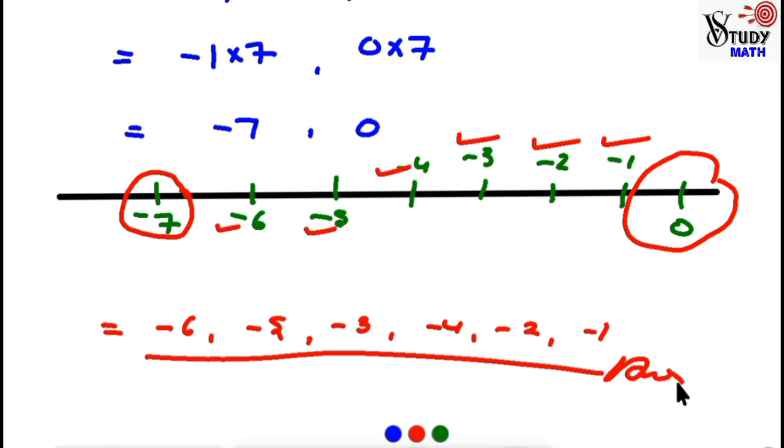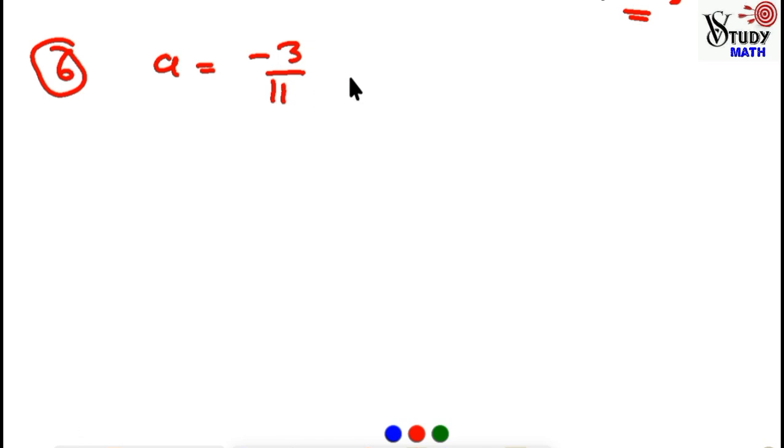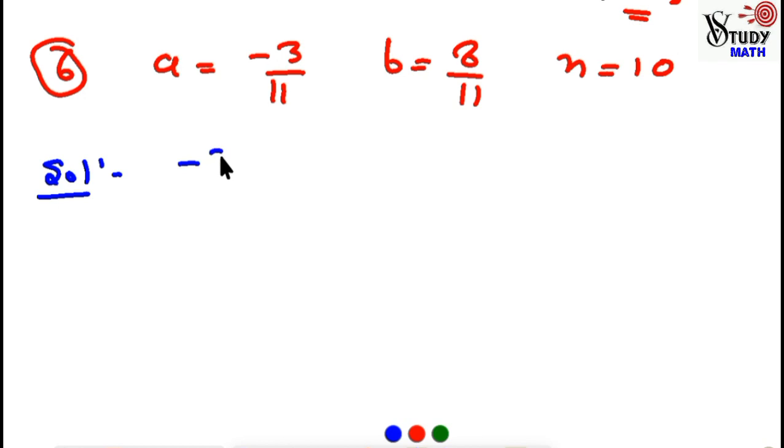Now move to question number 6. In question number 6, a is equal to negative 3 by 11 and b is equal to 8 by 11, and we have to find n is equal to 10 rational numbers. So here you can see both the denominators are already the same, so we have to multiply here. Negative 3 will be multiplied by 11, since 1 greater than 10 is 11, that is why I am going to multiply by 11 here. 8 will be multiplied by 11 by 11.